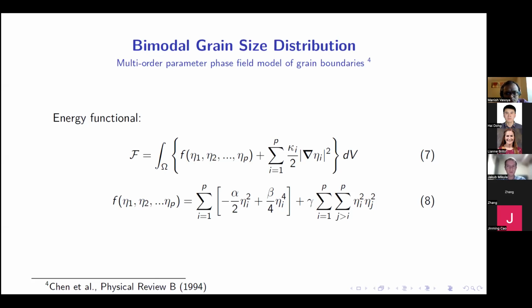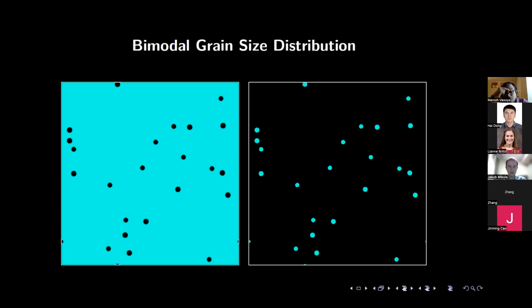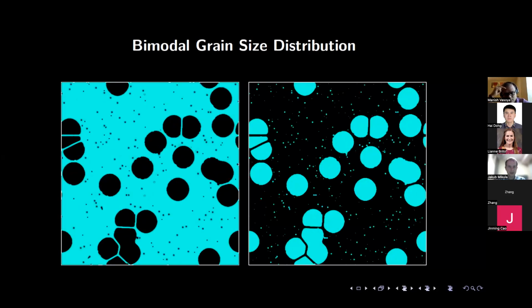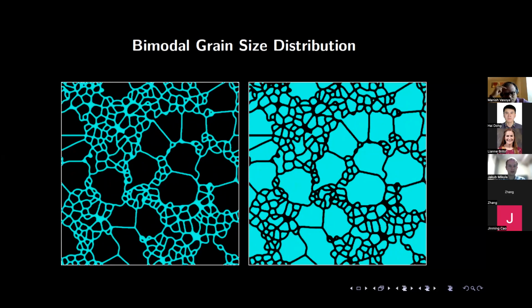And you can generate these bimodal grain size distributions by setting two nucleation events. This is illustrated here, where on the left side I show the grain boundaries, and on the right side I show the grains themselves. As they grow after the nucleation event, we introduce a second nucleation event. And as these are growing, we actually end up with a bimodal grain size distribution.